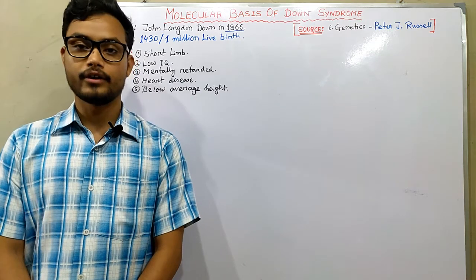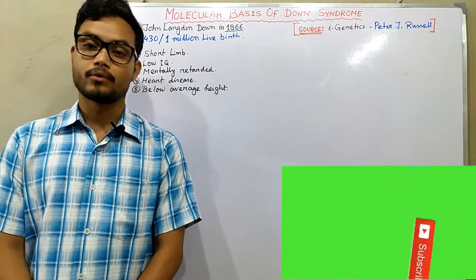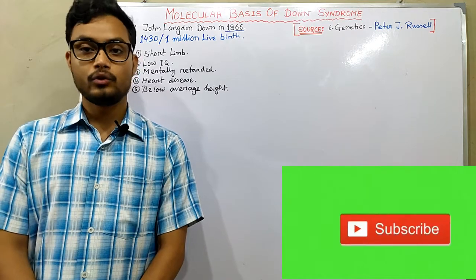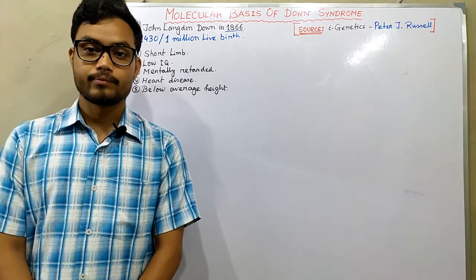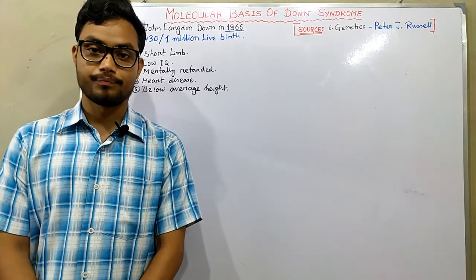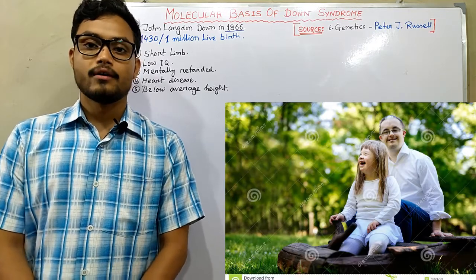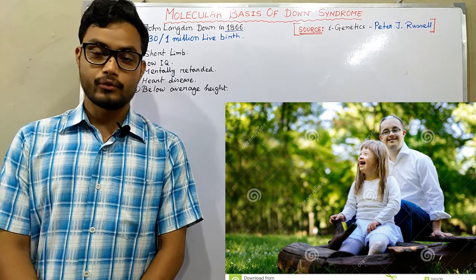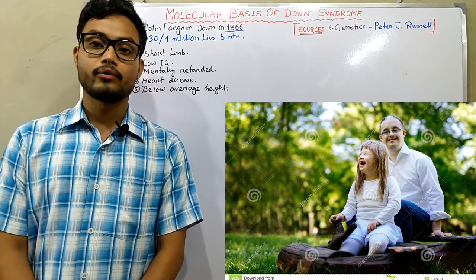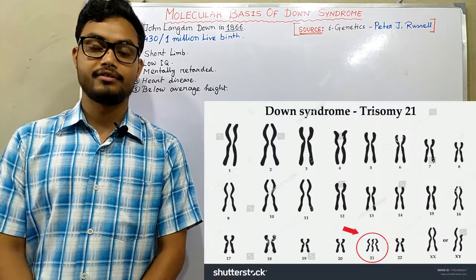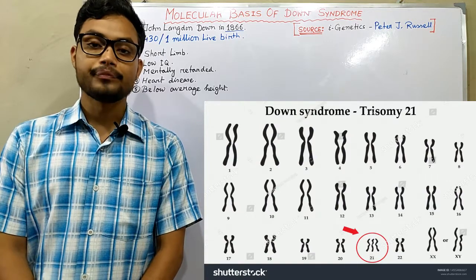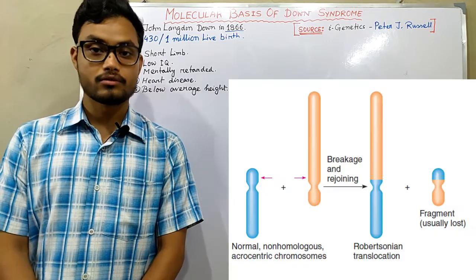Any kind of deviation from the normal number of chromosomes can lead to various kinds of genetic disorders. One of them is Down syndrome. Down syndrome particularly occurs in two different ways. The first one is the trisomy of chromosome 21, where chromosome 21 is present three times inside a cell, and the second one is the Robertsonian translocation.